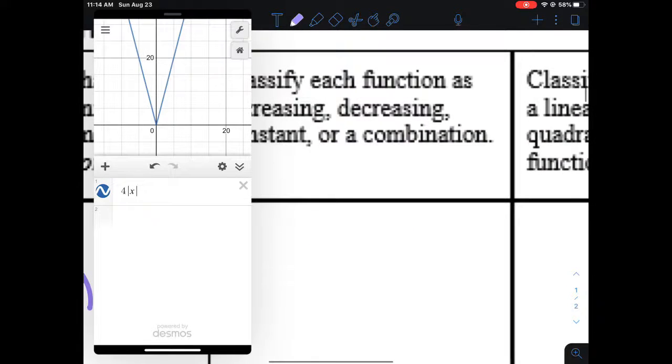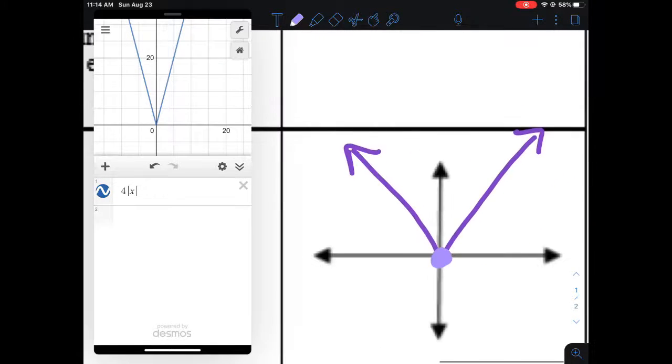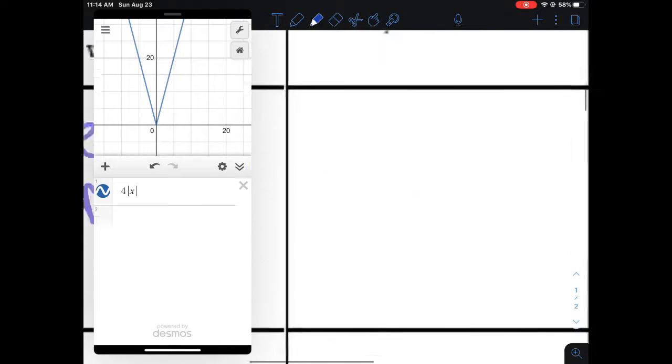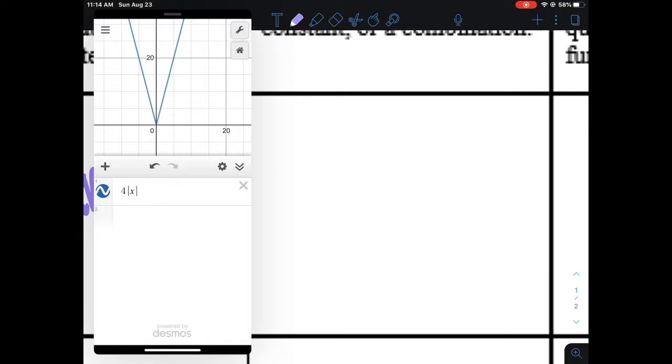And then second part is our function increasing, decreasing, constant, or a combination. So if I put my highlighter on the left-hand side and I go to the right, I am going down. I'm walking downhill till I reach that light purple dot. And then left to right, I'm going uphill. So we are decreasing, then increasing.